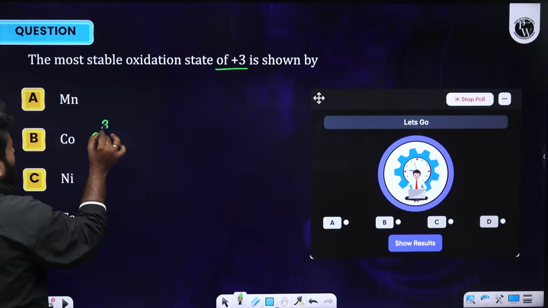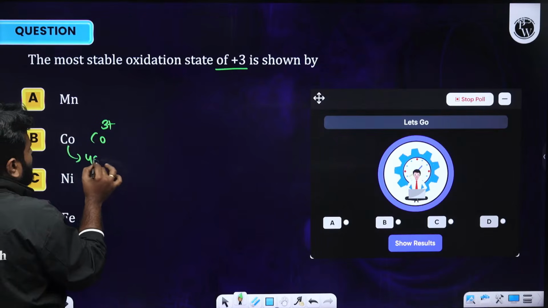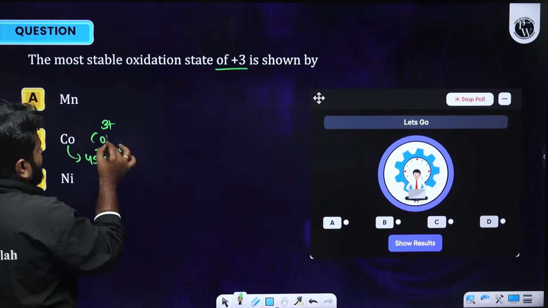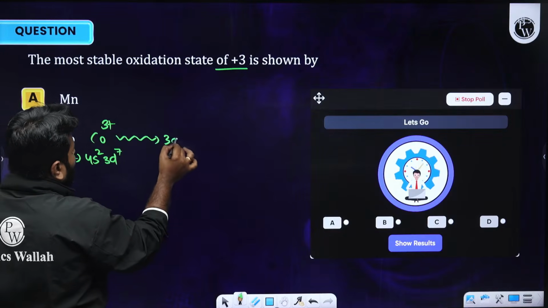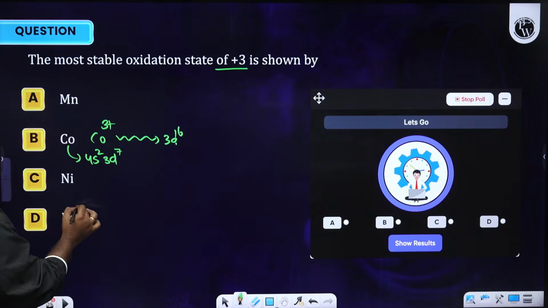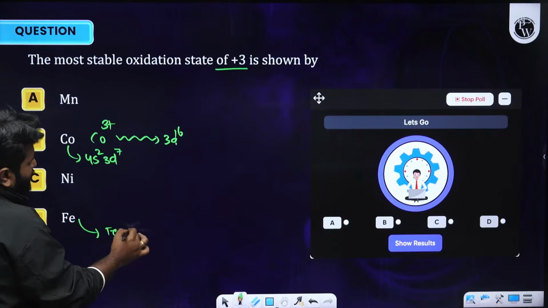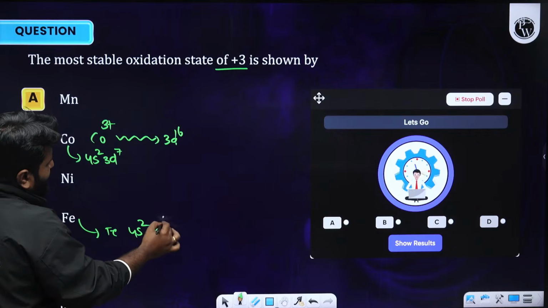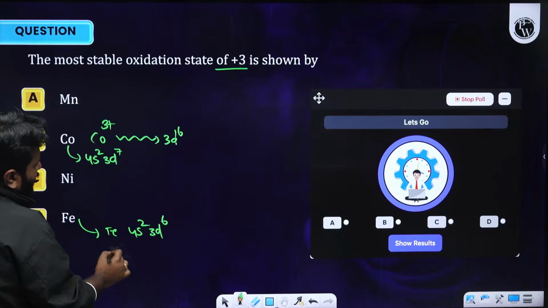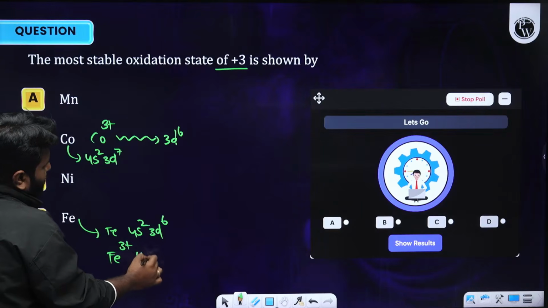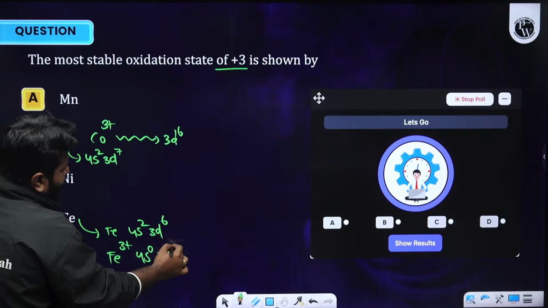Co3+. Co means what actually? 4s2, 3d7. So Co3+ means we will be having 3d6 electrons. Fe means 4s2, 3d6. So Fe3+ means we will be having 4s0, 3d5.